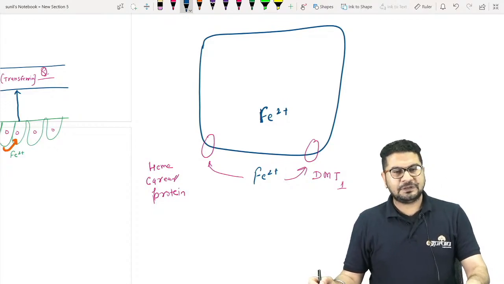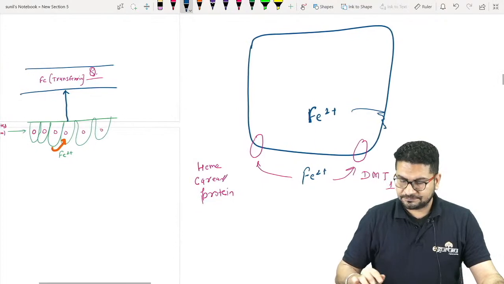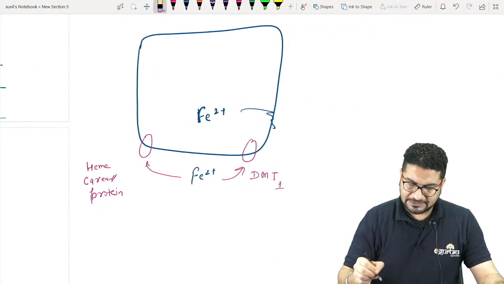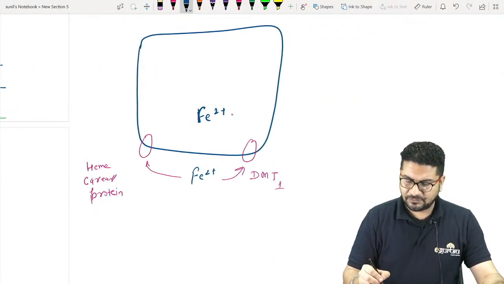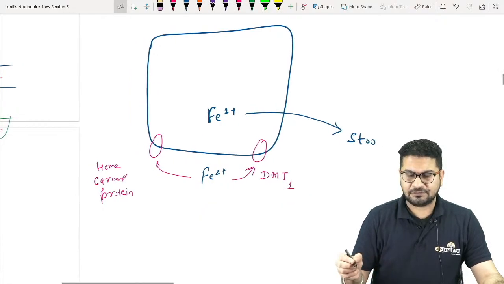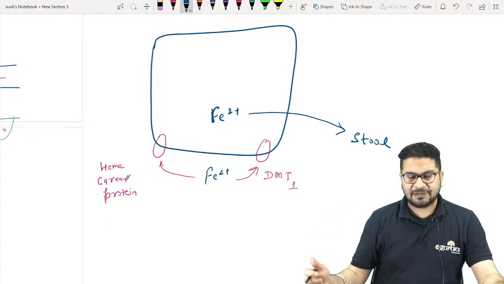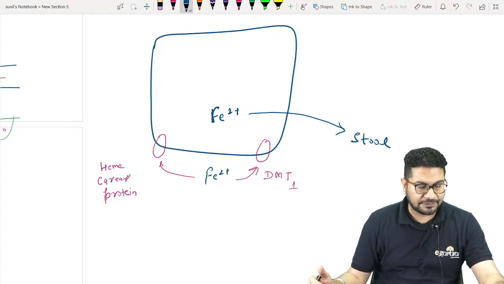Now this Fe2+ from your intestine, either it can go to stool. If it is in more amount, it can go to stool, and it will give some color to the stool. So sometimes patients complain of melena. Melena means black tarry stool, meaning iron is going.